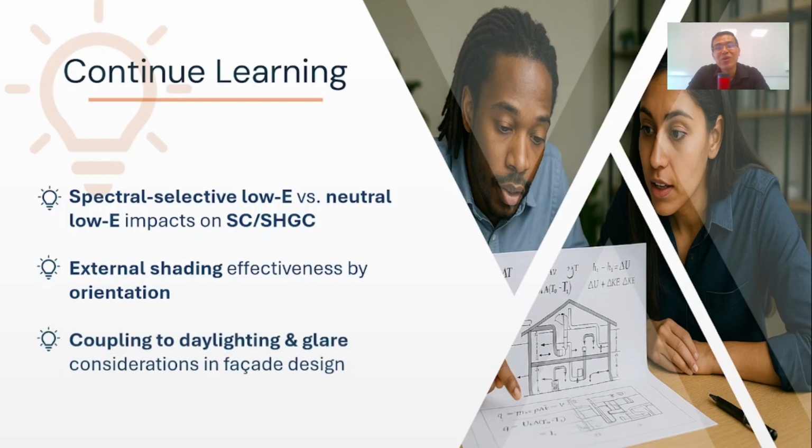Finally, consider how all of this ties into lighting and glare. A window isn't just about heat transfer, it's also about providing natural light and visual comfort. A very low SC might be great for reducing heat gain, but if it makes the room too dark or creates glare, it's not a good solution. The best facade design balances the thermal performance of a window with its visual impact, often using dynamic shading to manage this trade-off throughout the day.